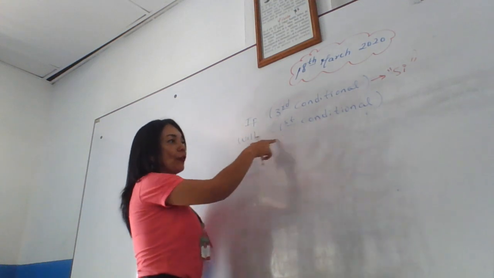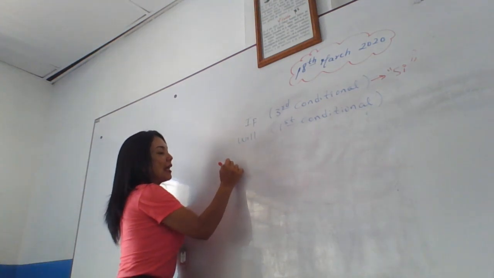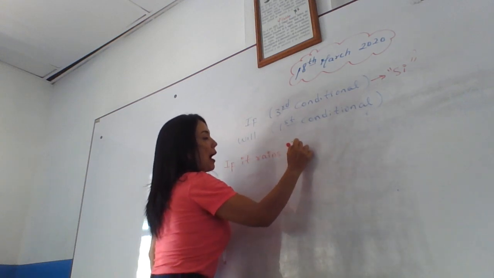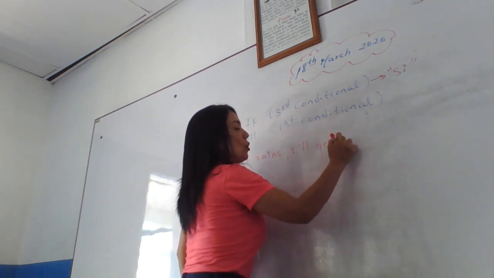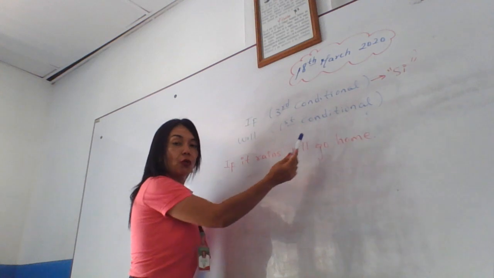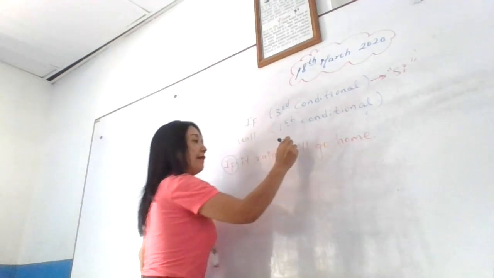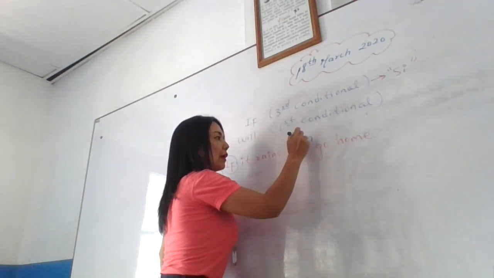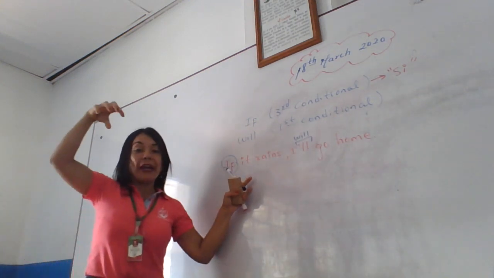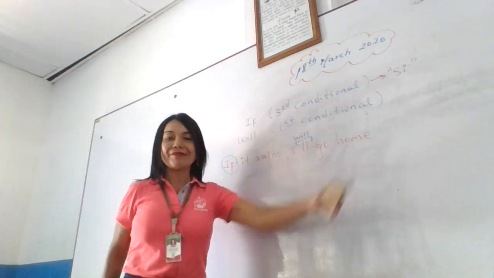So, will is the first conditional for speaking about the future. For example, if it rains, I'll go home. If it rains, I'll go home. If is in the first part at the beginning of the sentence, and here you can see the first conditional will for the future tense. If it rains, I will go home. Si llueve, yo me voy para la casa.